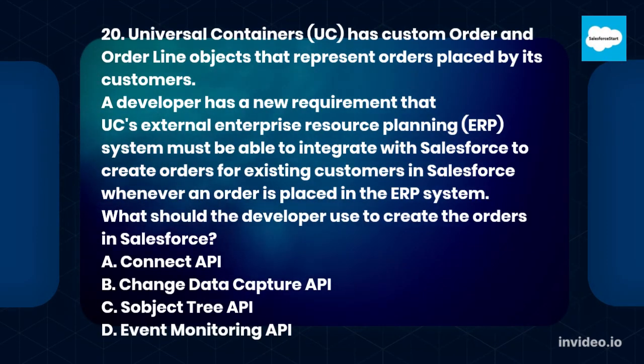20. Universal Containers, UC, has custom order and order line objects that represent orders placed by its customers. A developer has a new requirement that UC's external enterprise resource planning (ERP) system must be able to integrate with Salesforce to create orders for existing customers in Salesforce whenever an order is placed in the ERP system. What should the developer use to create the orders in Salesforce?